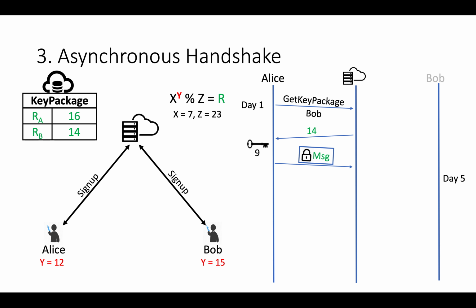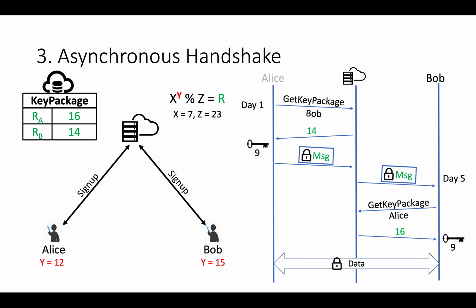Day 5. Bob came online and Alice went offline. The server sent the encrypted message to Bob. To derive the key, Bob requests Alice's key package from the server. The server returns the key package of Alice. Using Alice's public info and his own secret, Bob derives a key. This is how Alice and Bob can exchange keys asynchronously.